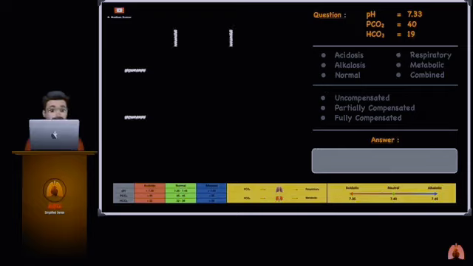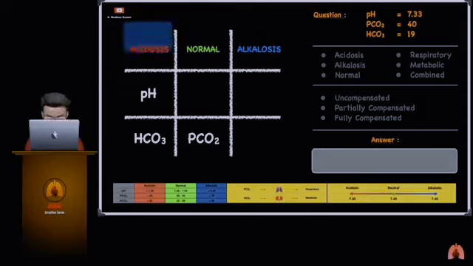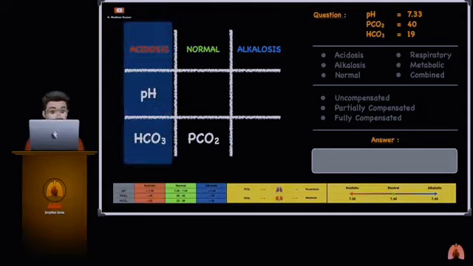Moving on to the next example. Here pH is 7.33, which is acidotic. So mark the pH under acidosis column. PCO2 is 40, which is in the normal range, so mark it under normal column. HCO3 is 19, which is acidotic, so mark it under acidosis column. Here PCO2 is normal and the other two values are abnormal. So the final interpretation will be uncompensated metabolic acidosis.